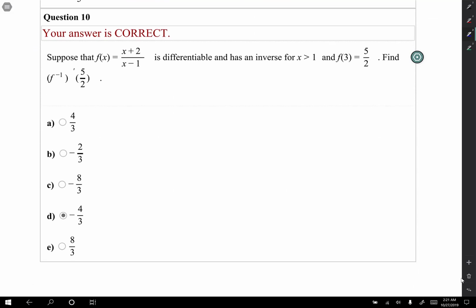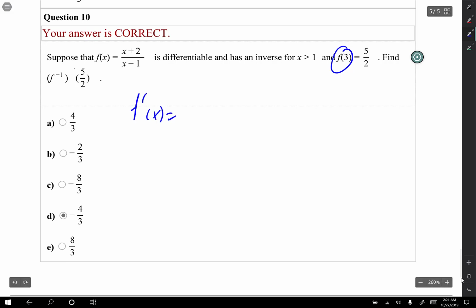Suppose that f of x equals (x plus 2) over (x minus 1) is differentiable and has an inverse. f of 3 is 5/2. Find the derivative of the inverse at 5/2. Again, I'm focused at that 3 there. I'm going to take the derivative. You could always find the inverse function for this one, guys, but I'm just going to take the derivative and plug in a 3. So here we go.